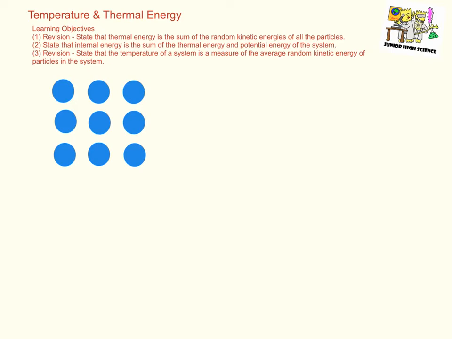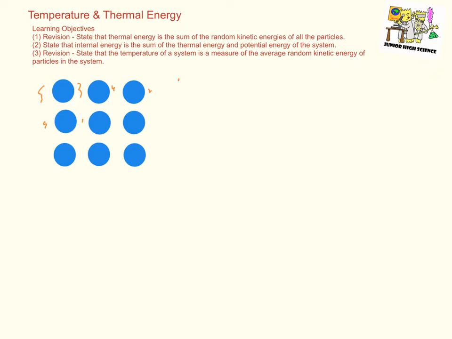Hi everyone. Now, from what you have learned in kinetic particle theory, we all know that particles are in constant random motion. So particles are always moving, and in the case of a solid, particles are vibrating about a fixed position.